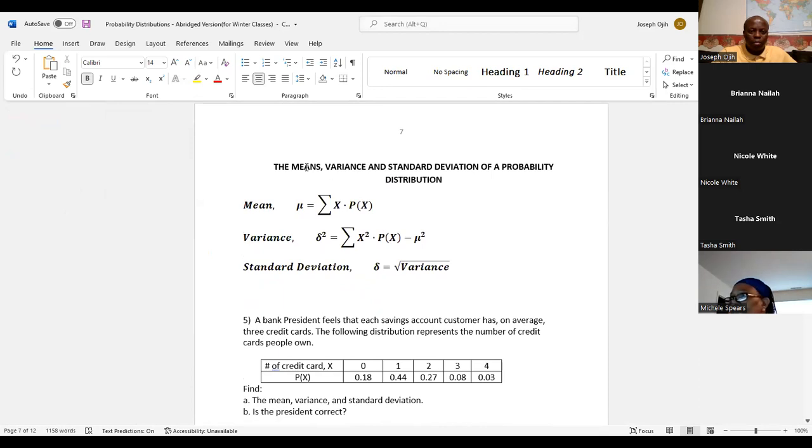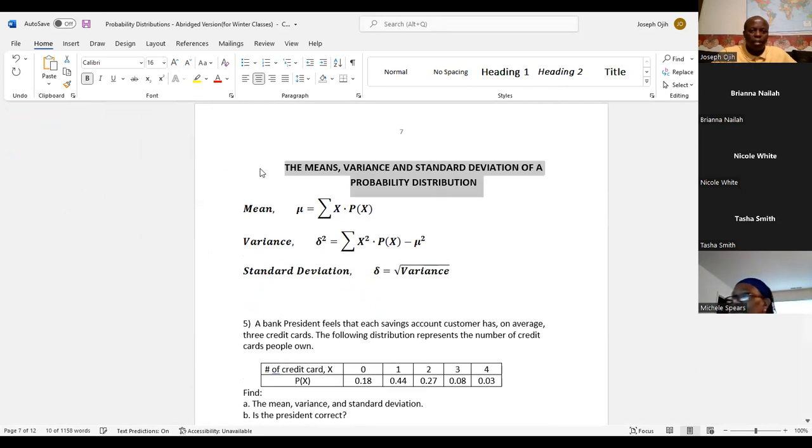Now this is where we start tonight. The mean, variance, and standard deviation of a probability distribution. Last night I introduced you to probability distribution, so let's do more work on that.